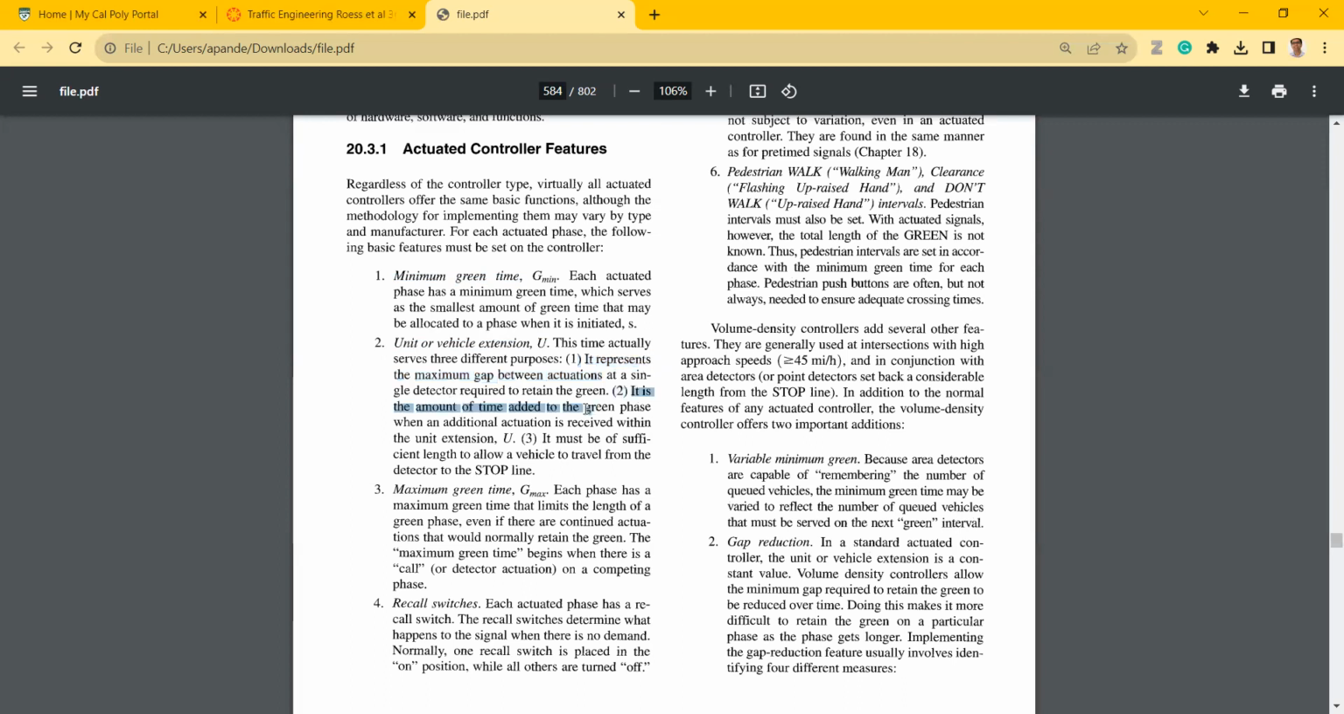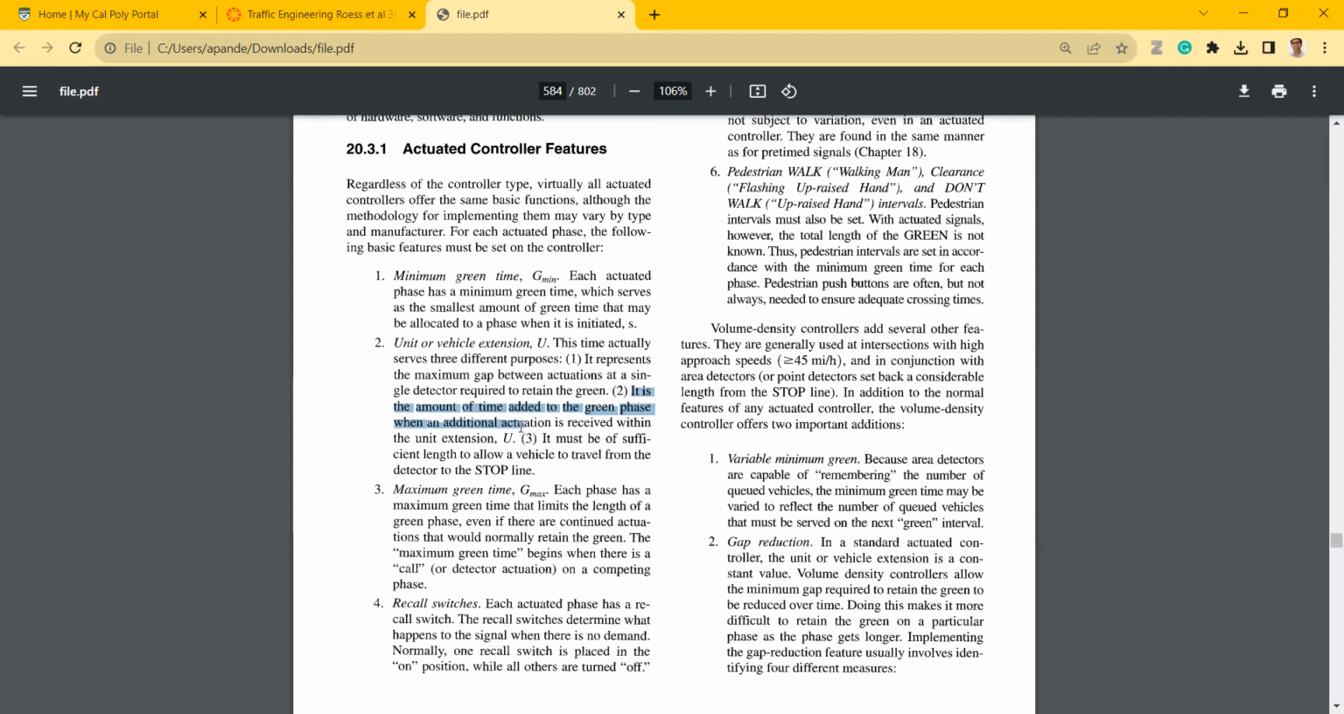It is also the amount of time added to the green phase with each additional actuation. If it does see another vehicle coming in, it adds another unit extension to the mix. It will add another unit extension to that phase, so then your signal phasing for that movement will get a little bit longer. And then the last one: that unit extension must be of sufficient length to allow a vehicle to travel from the detector to the stop line.